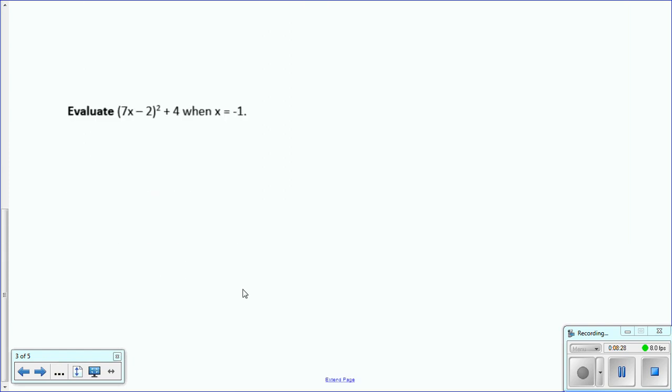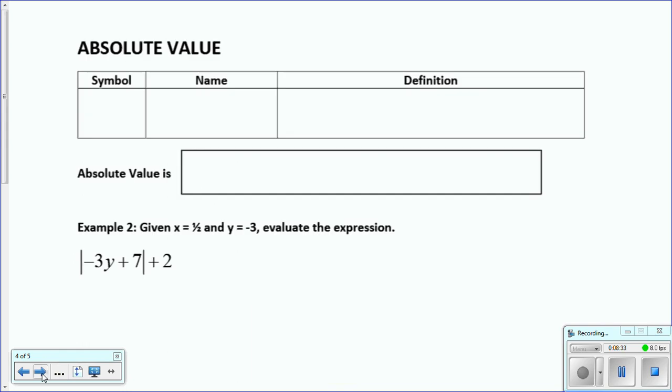Okay, so that's the end of that page. That one was really easy. Come on, Miss Scully, you gotta make things harder. Absolute values. It's not hard, but it's better.